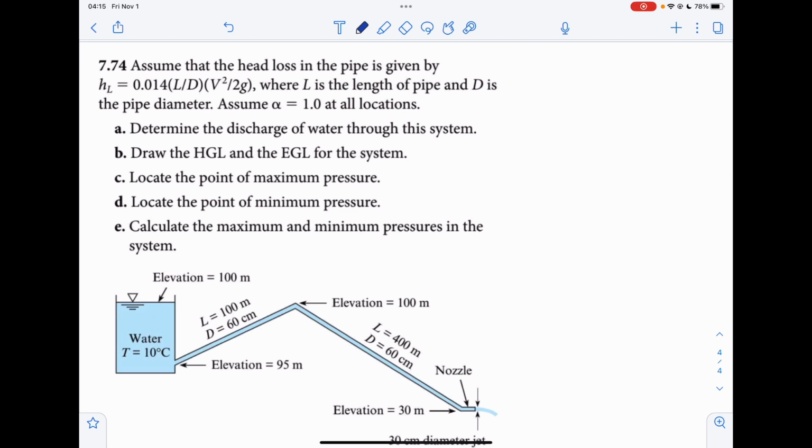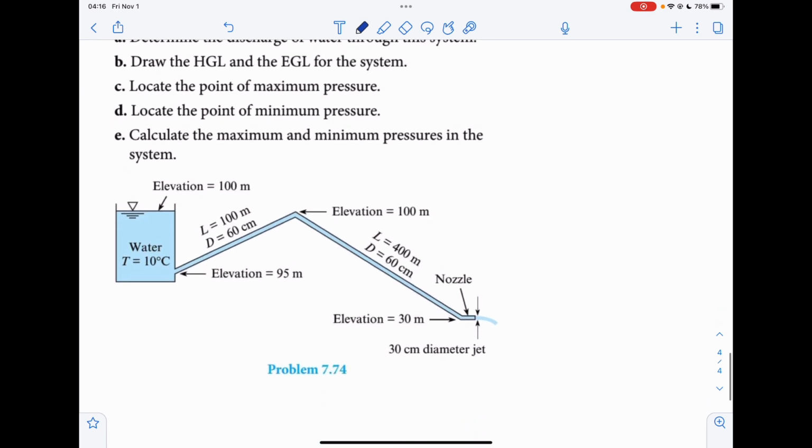Now let's look at 7.74. This problem gives us the head loss, which equals 0.014 L divided by D times V squared over 2g, where L is the length of the pipe, D is the pipe diameter, assuming alpha equals 1 at all locations. So the first part of the problem is asking us to find the discharge of the water for this system. So we're gonna use the energy equation.